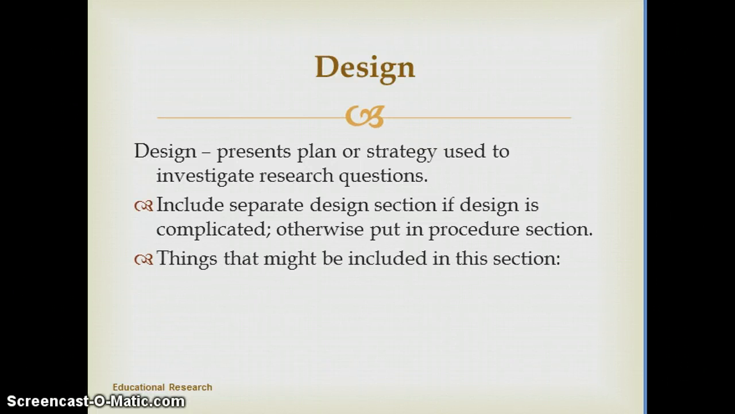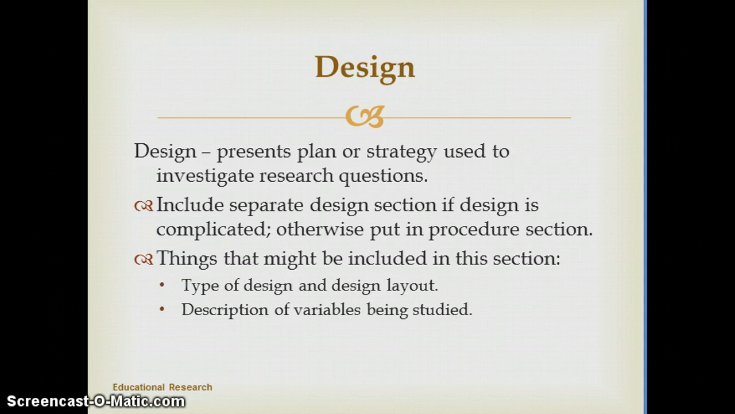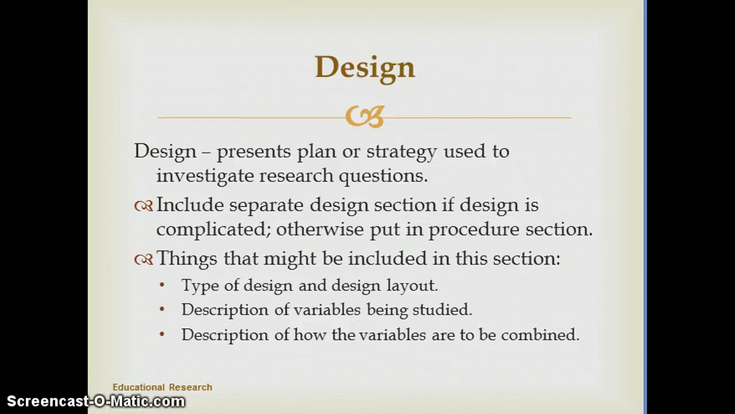Things that you want to include are the type of design layout, the variables being studied, and a description of how the variables are going to be combined. This changes depending on if you're doing a qualitative or quantitative study, in how you talk about variables. That's part of who's included and who's excluded and why you're picking this particular group. You have to have a reason for it, right? So why are you using these? And in general, how is your study going to be laid out?